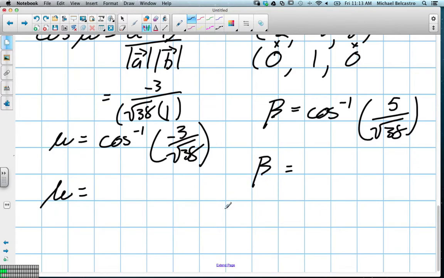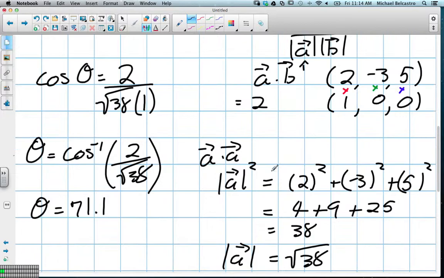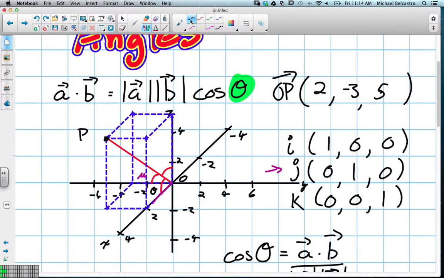Who knows what the first one would be here? 119.1. And for our beta, 35.8. Great. So those are our other two, 119 and 35. Beta being z, 35. That makes sense. 35 and 119.